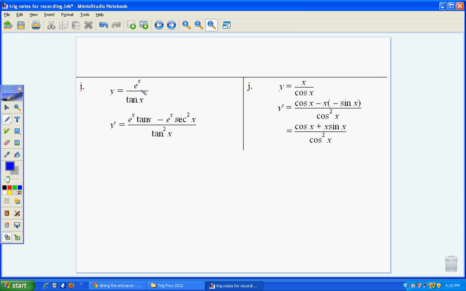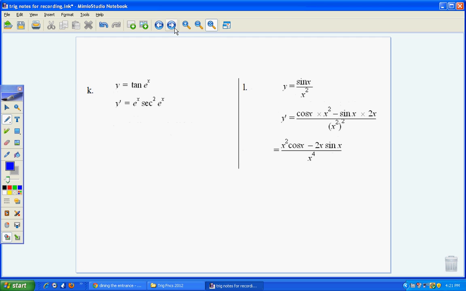Quotient rule is being applied here, and that's how we're getting this one. The derivative of the first one times the denominator, minus the top function times the derivative of the denominator, over the tan squared. Leave it in that form. Same with this one. The derivative of x times the cos x, minus x times the derivative of cos x, which is sine x, and we can clean it up. It's all over the denominator squared.